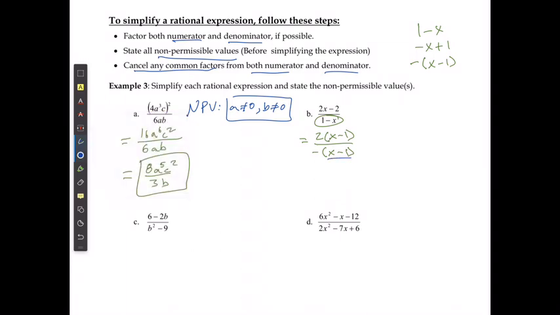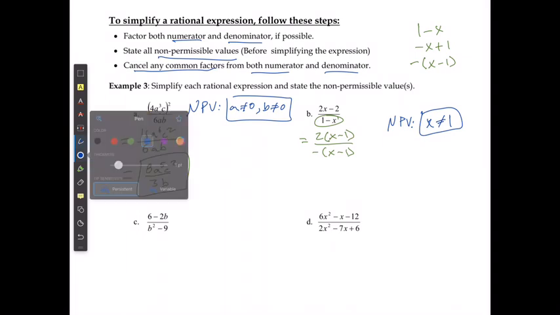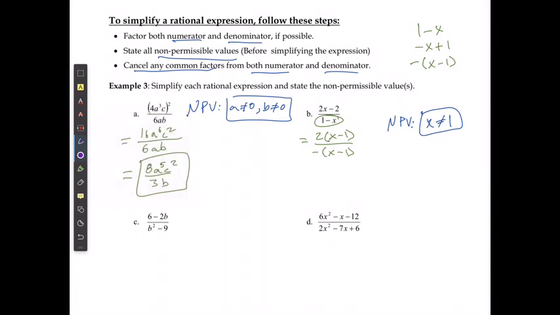Now I can see that from a non-permissible value, if my factored form is going to be this, x minus 1, then my non-permissible value is going to be if x minus 1 can't equal 0, x cannot equal 1. Then I'm going to cancel out on the top and the bottom. Well, here's a common factor, and I'm just left with 2 over negative 1, which I can simply state my final answer is going to be negative 2.